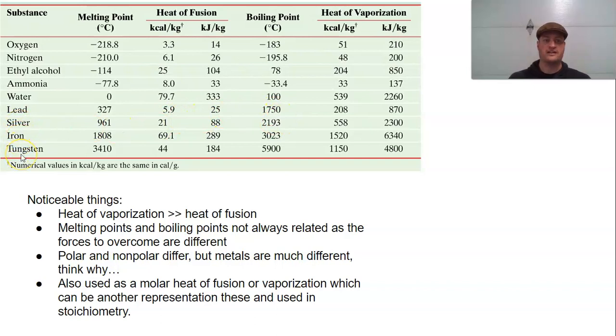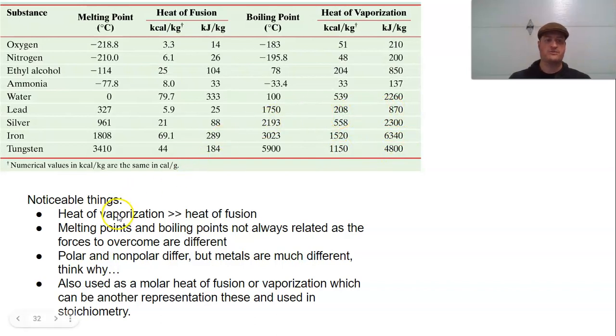Silver, iron, tungsten, much, much higher. And they also have different attractive forces. So once you get into something that's more sizable, you're going to have much more sizable amounts here. All right? But one thing to keep in mind is, looking at water, its heat of fusion is the most out of all of these, right? But its heat of vaporization is not the most here. So there's always many more complexities going on.